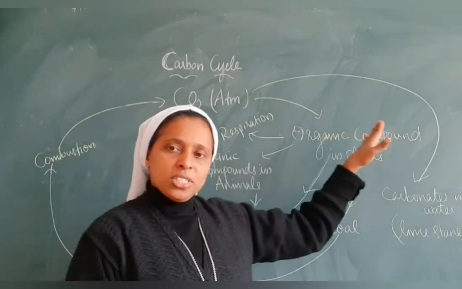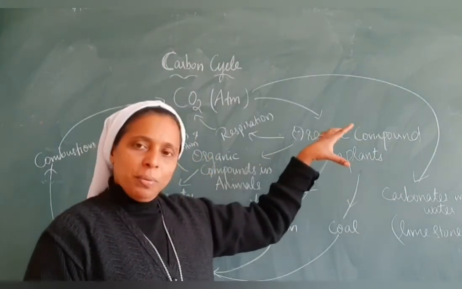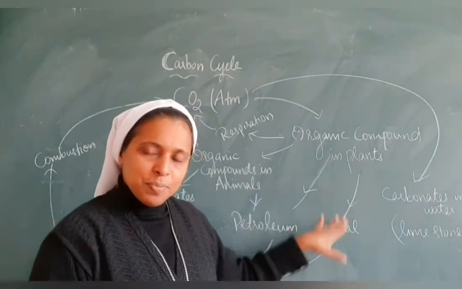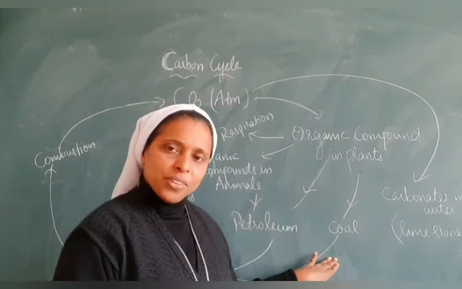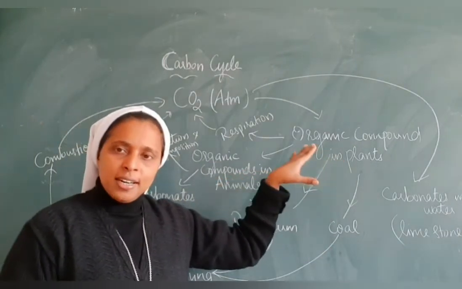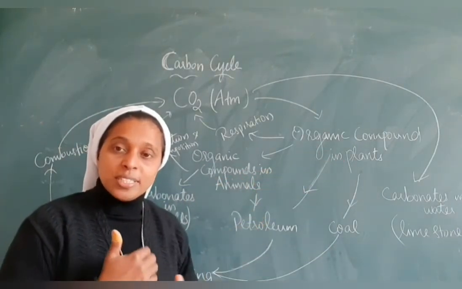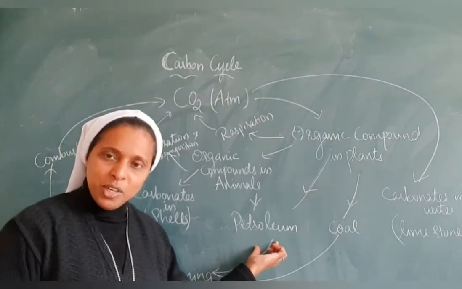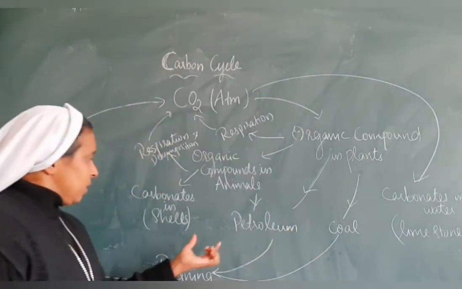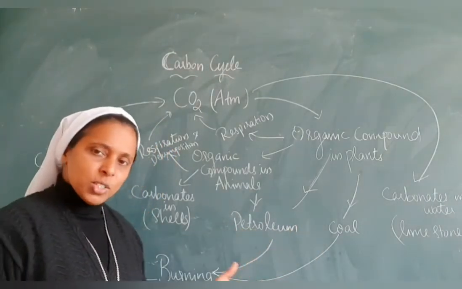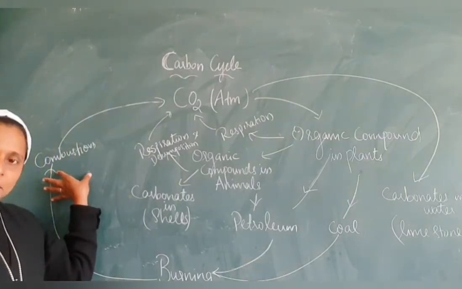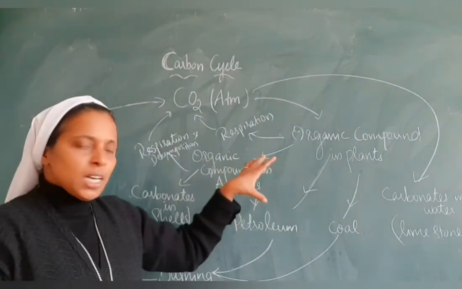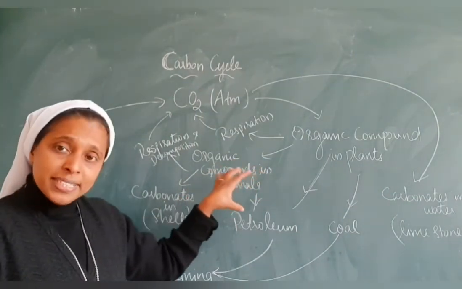After a long time, what happens to the plants? They decompose and form coal. In the same way, when plants as well as animals undergo the fossilization process for several years, petroleum is obtained. Due to the burning of petroleum as well as coal, combustion takes place and carbon dioxide goes back to the atmosphere. And we also know that organic compounds in the animals respire.